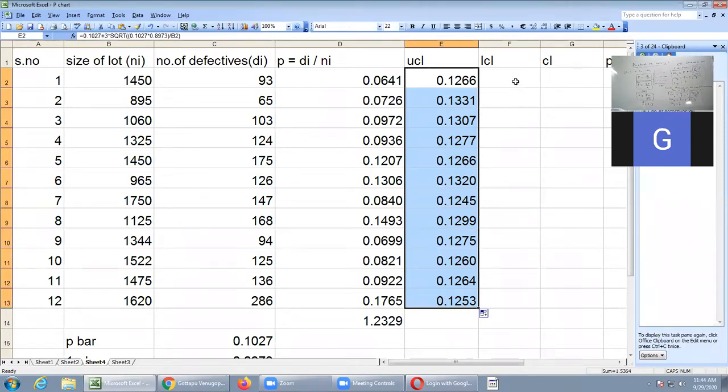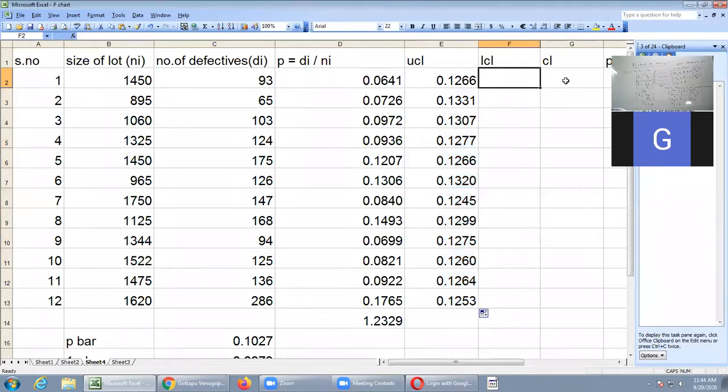Okay. Similarly, you can do LCL now. So tell me the LCL formula, all of you. LCL formula is also the same, only thing is you will get minus. So press the equal to button, P bar value. What is the P bar value? 0.1027. Now minus 3 into SQRT. Root means SQRT.